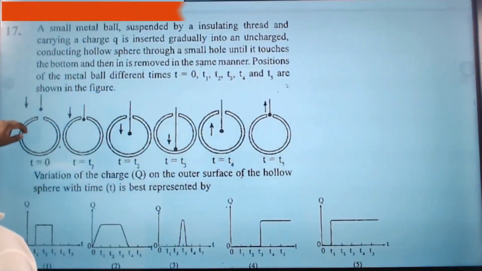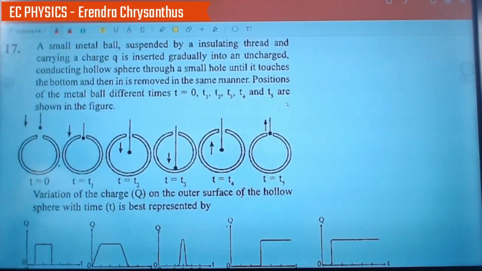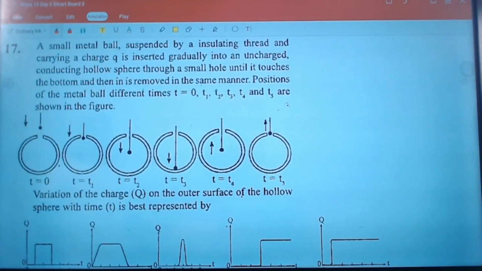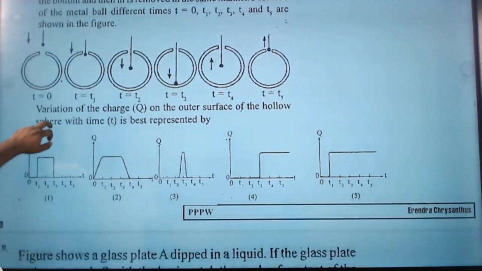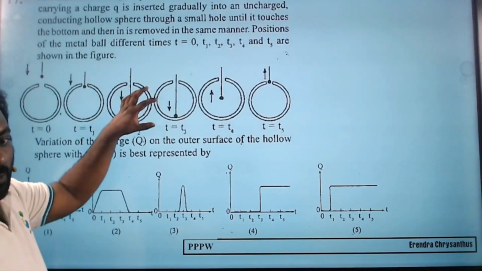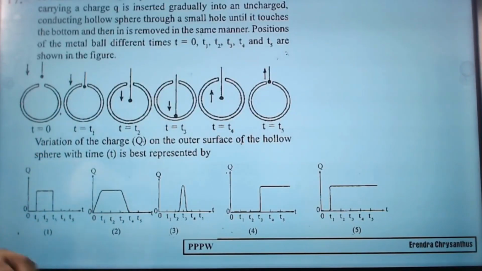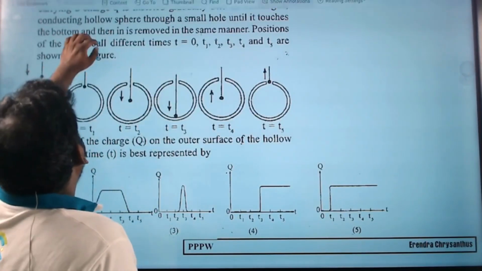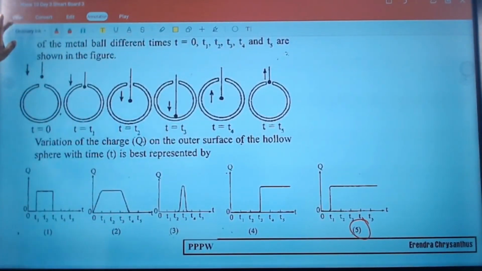Moving forward. A small metal ball is suspended by an insulating thread. A charged tube is inserted gradually into an uncharged conductor. Now this is called Faraday's ice pail experiment. They are asking you the charge of the outer surface. The moment it enters here, charge goes to the outer surface. Whatever happens inside, outer surface charge will remain the same. From T1 till the end it remains the same, which means the correct answer is answer number 5.